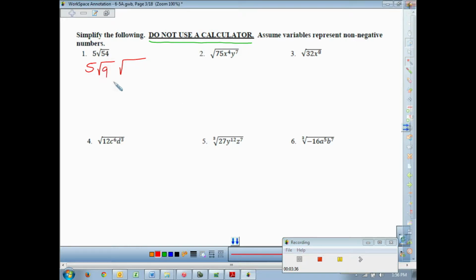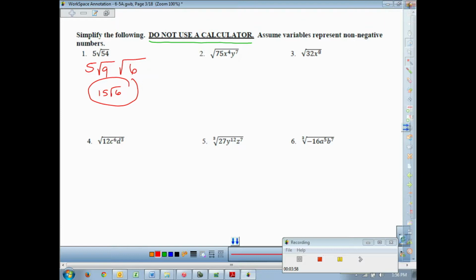9. How many times does 9 go into 54? 6 times. You realize that the number on the left has to be a perfect whatever root you are here, a perfect square, correct? So now, the next thing we can do mentally, because you should know what the square root of 9 is. What's the square root of 9? Times 5? 15 square roots of 6. Are you with me on that?